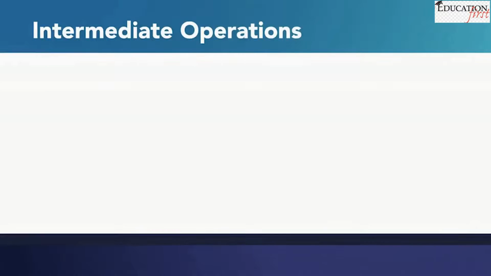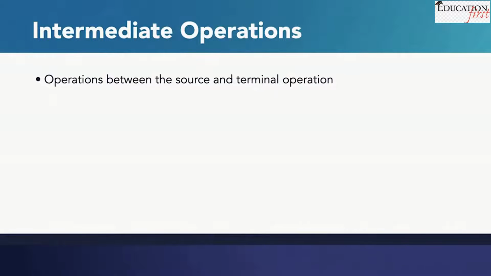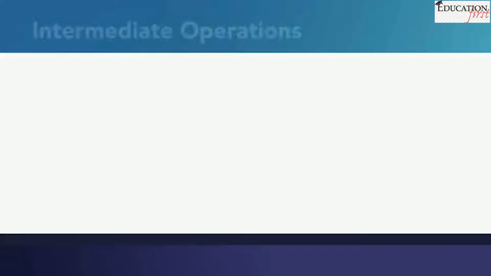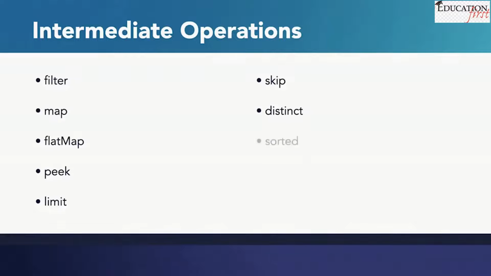We have seen how to create a stream and how to end the stream, but there's a lot that can be done in the middle. As opposed to source and terminal operations, a stream can actually have as many intermediate operations as you'd want. We're going to have a look at the intermediate operations. These are the ones that are going to be discussed: filter, map, flatMap, peek, limit, skip, distinct, and sorted.